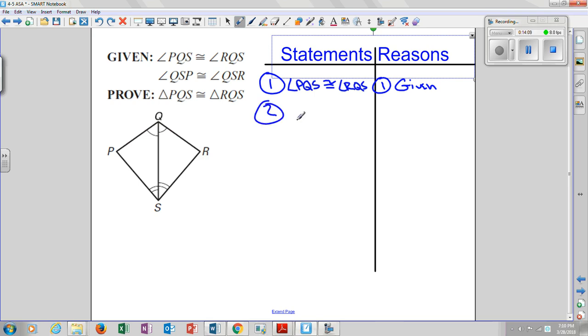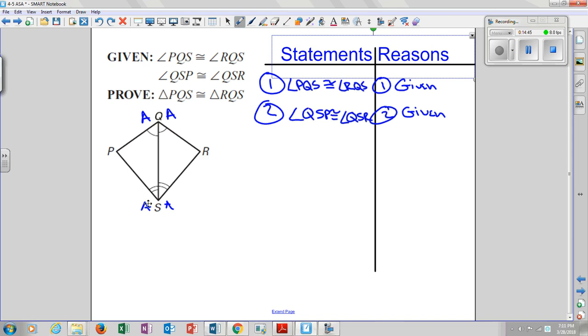Number 2, you might not necessarily have to write this as a separate step, but angle QSP is congruent to angle QSR. That is also given. So if you wanted to write that all under step 1, I would be perfectly fine with it. I would not take points off. Okay, so basically we have an angle there, angle here, and angle here.